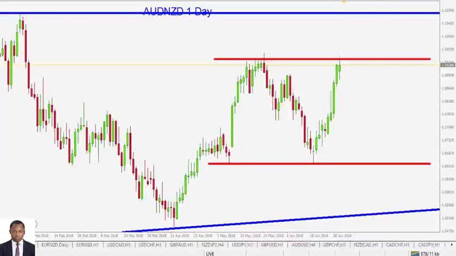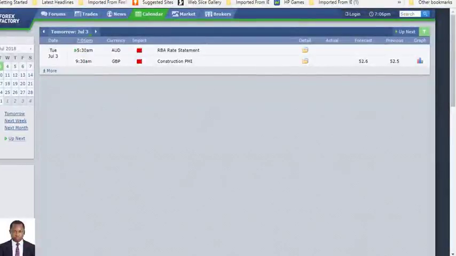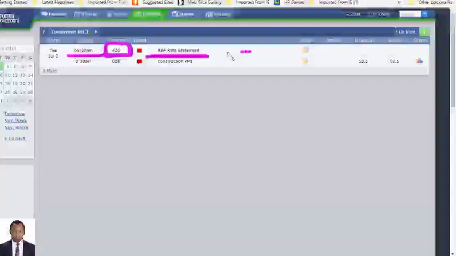Also remember, in the Forex Factory economic calendar, we have one heavyweight news announcement for the Australian dollar. That is the Reserve Bank of Australia rate statement that will be released early tomorrow morning before the London market opens. This rate statement should be placing all Australian dollar crosses on fire. So also be careful trading all Australian dollar crosses for now.